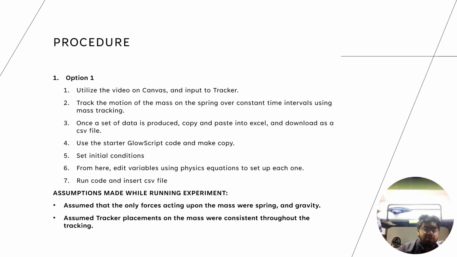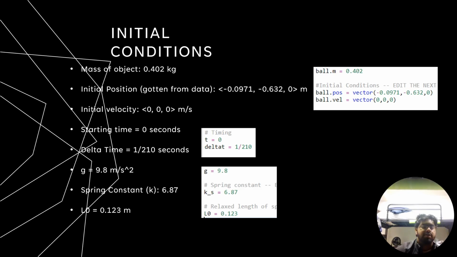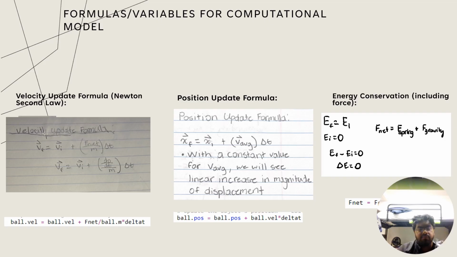Some of the assumptions we made while running this experiment are that the only forces acting upon the mass were the spring and gravity, as well as assuming the tracker placements on the mass were consistent throughout the entire motion. Some of the initial conditions are the mass of the object, initial position, and initial velocity, which you can see here we got from our tracker data, the starting time, delta t, which was already in there, g, which is just our gravitational constant, the spring constant, which we solved for, and then L naught, which we observed in the video.